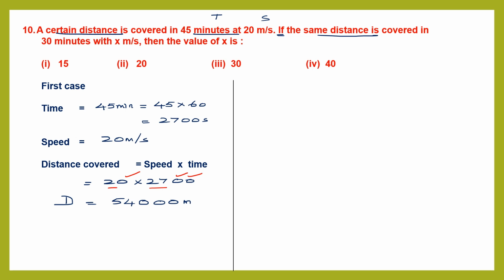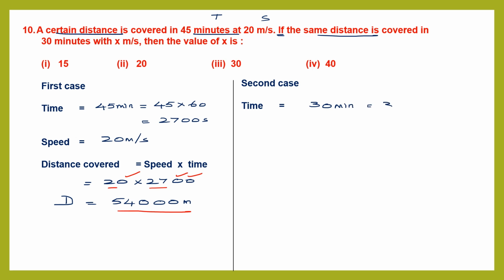So now that we have found the distance, let's go back to the question. It says, if the same distance, that means this, you're going to use it in the second case also. So in the first case, we found the distance. We're going to use this distance in the second case. So let's start by saying second case, the time. What is the time? 30 minutes. So here also it is 30 minutes. We're going to convert it to seconds.